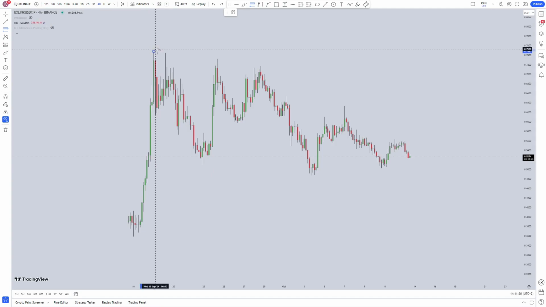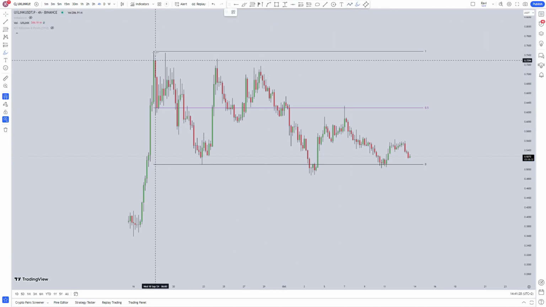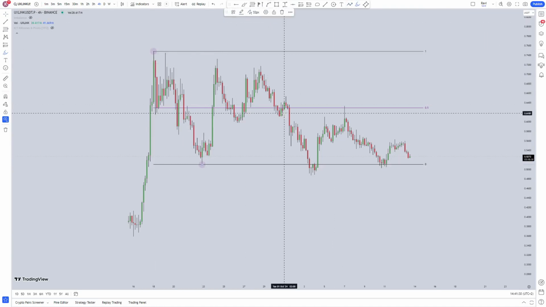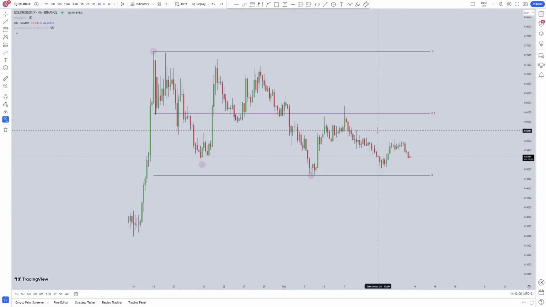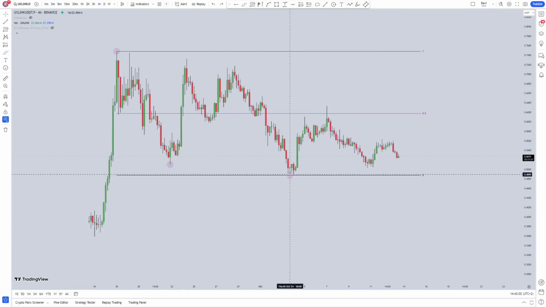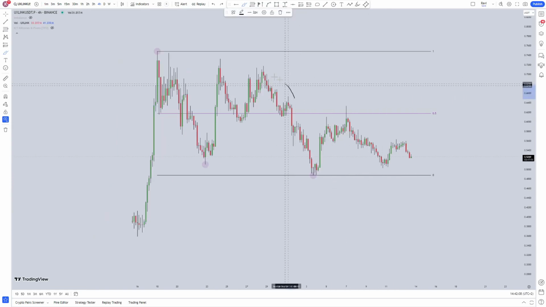Let's draw a range from top to bottom. A range high, a range low. And what we can see is we deviated the low, which could indicate a potential distribution towards the upside. So potential market makers are stepping in at this bottom right here to then push price towards the highs again.